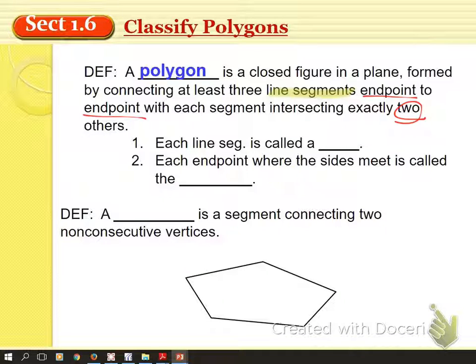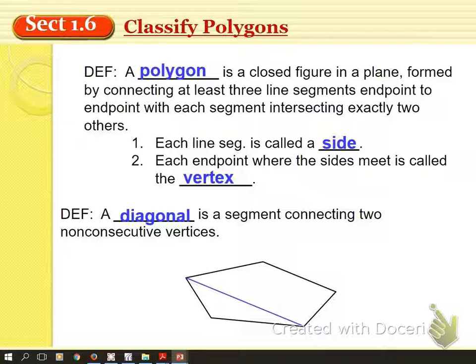If it's not formed by line segments, then it's not a polygon. If the segments are not connected endpoint to endpoint, then it's not going to be a polygon. And if each segment is intersecting more or fewer than 2 other segments, then it's not going to be a polygon. Those all are the requirements for making a polygon. Each line segment we call sides. Each endpoint where the sides meet is called a vertex. We kind of should know that at this point.